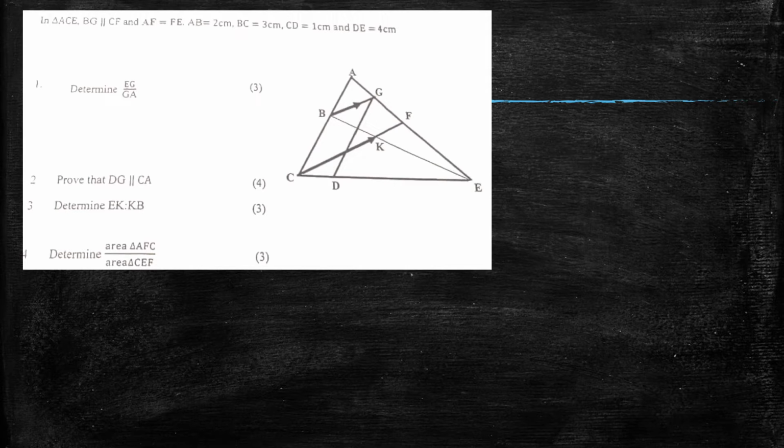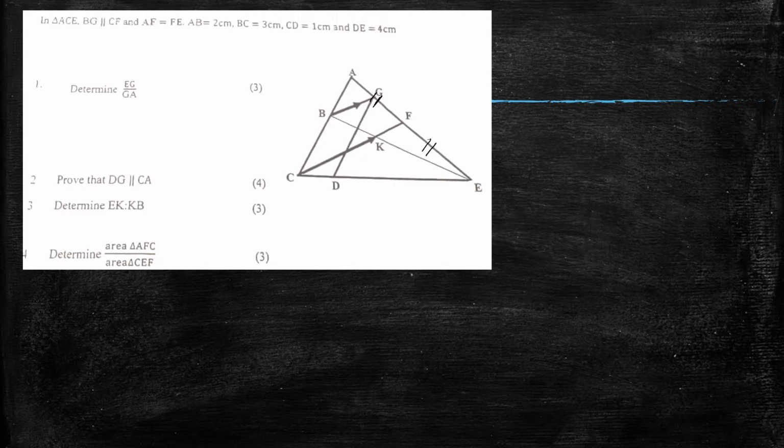Okay, so it says in triangle ACE, can you see ACE is the bigger triangle there? Okay, so we have BG, which is parallel to CF, and they've indicated with those symbols there that this line is parallel to this one. Okay, we also have AF is equals to FE. Let's go and represent that. Very, very important statement there, to say AF is equals to what?